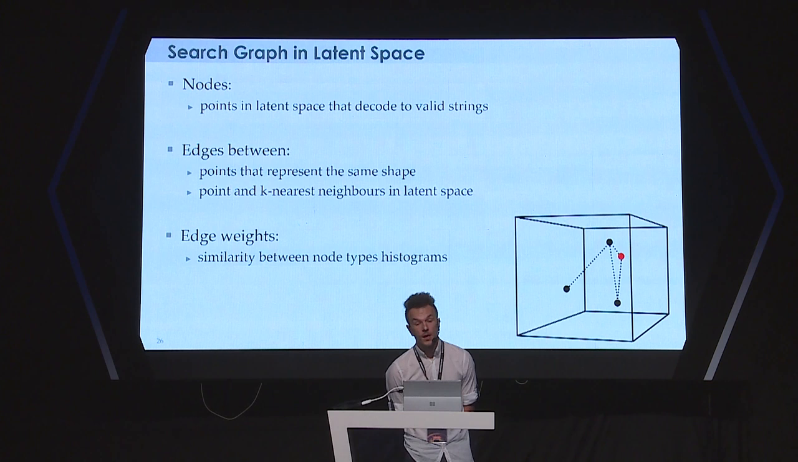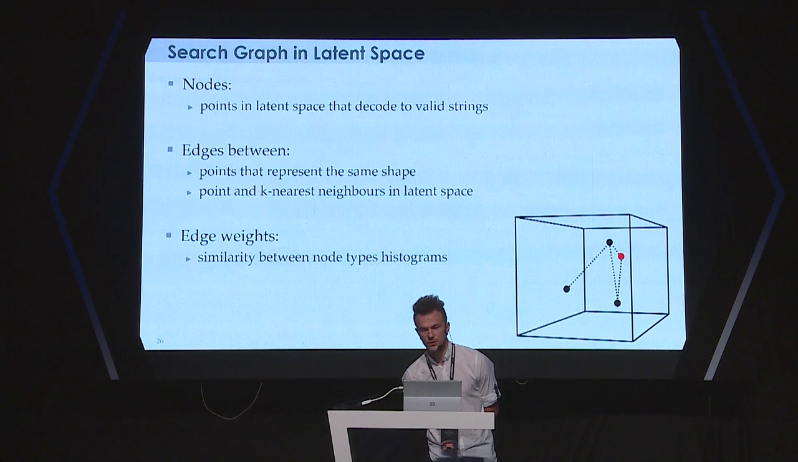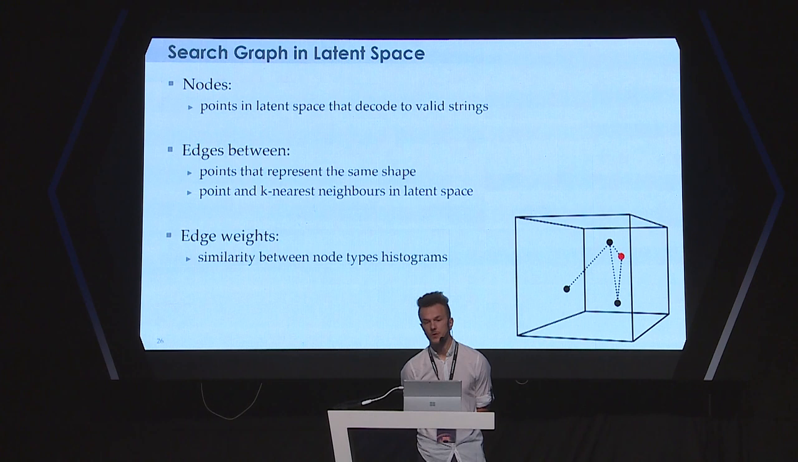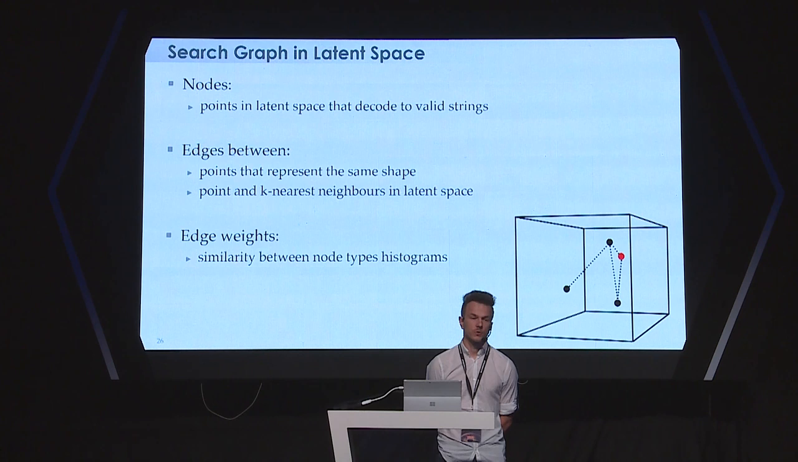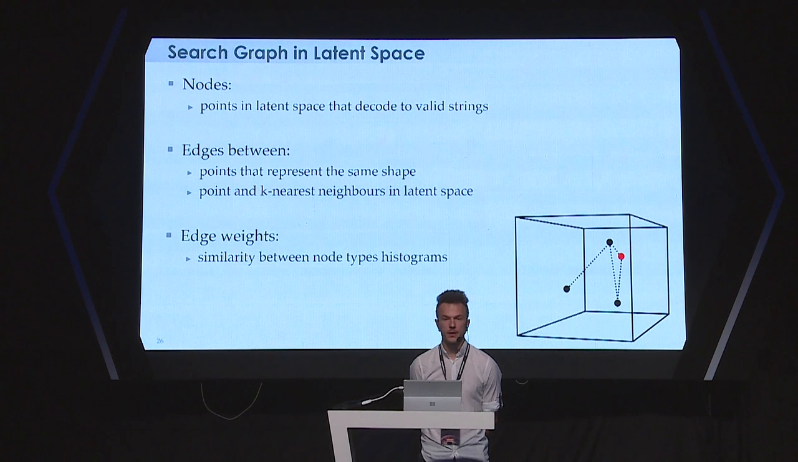I forgot to tell you that the conversion between graphs and strings is not unique. So we have multiple strings representing the same graph topology. And we use this to generate more training data. So we had multiple points in latent space that would decode to strings representing the same graph topology. And in our search graph construction, we merge those points back together by connecting every point that would represent the same graph topology with each other. So we had these strongly connected components there.